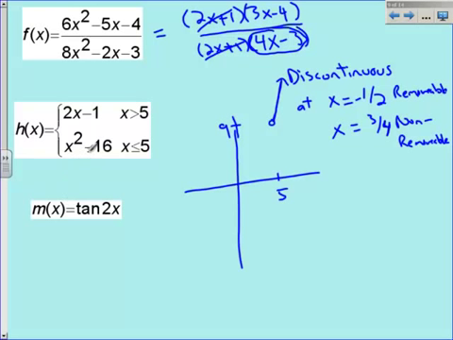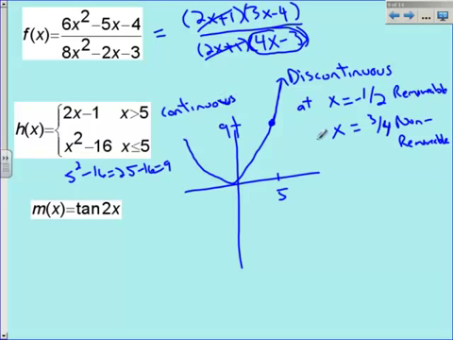And then when x squared minus 16, x is less than or equal to 5. If you plug in 5 for x, 5 squared is 25 minus 16 is 9. That means that they're actually matching up, and it's filling in that hole. This is a continuous function. Even though we had a piecewise function, it's still continuous.